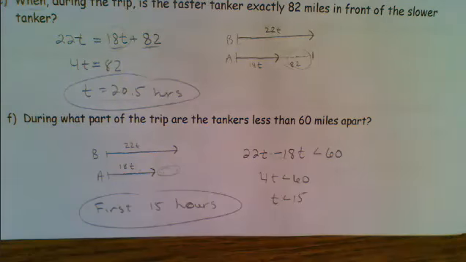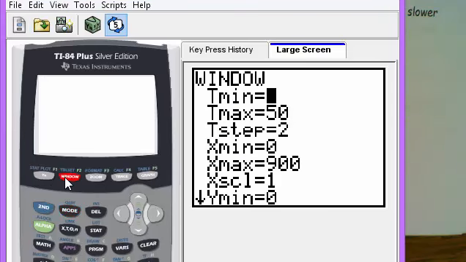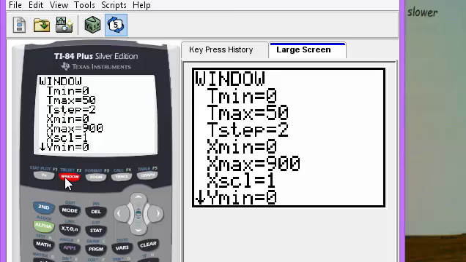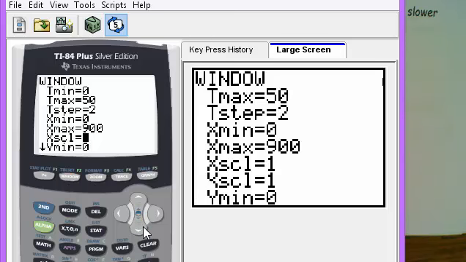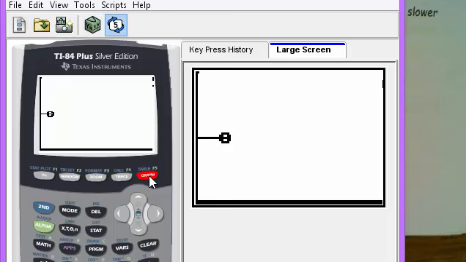Now, if you want to see what that looked like on your calculator, I put that on my calculator, in my y equals. I set my window to go from 0 to 50. My x's I set 0 to 900, and my y's 0 to 2. And if I graph that, it's kind of hard to see. You can see the one starting to take over, but at the beginning it was hard to see.